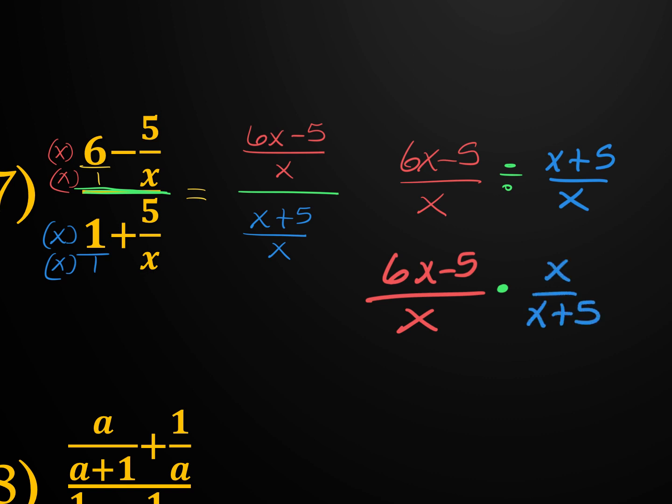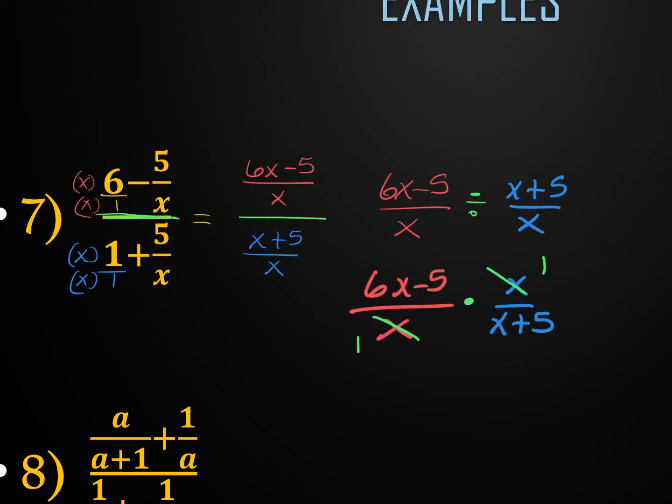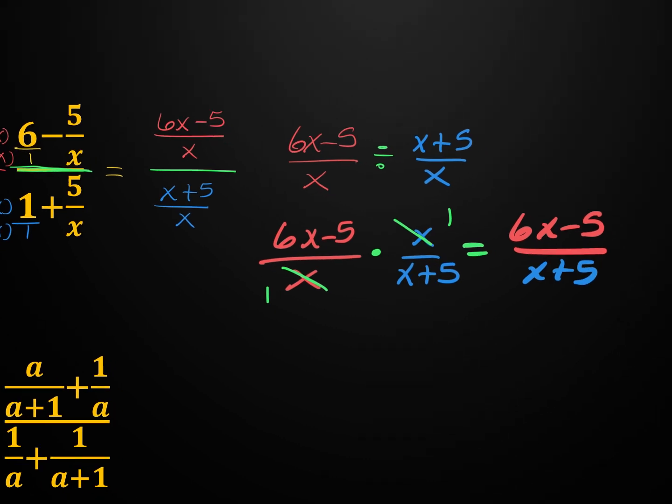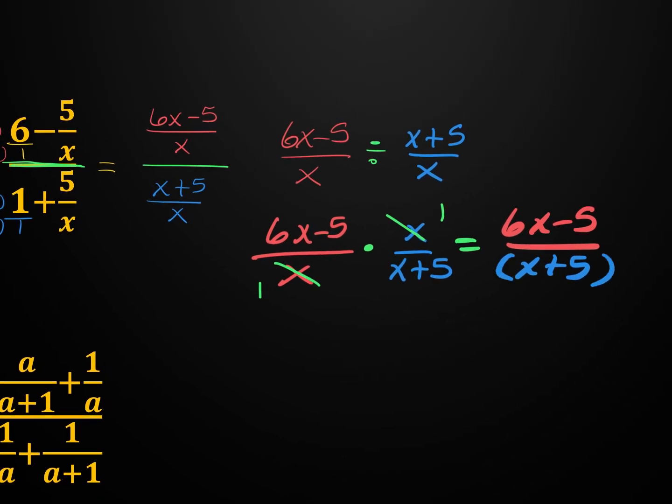Now I look for things to simplify. The only thing that simplifies here are the x's, and now I'll multiply what remains. So I end up with (6x minus 5) over (x plus 5). Again, remember, nothing cancels. Do not be tempted to cancel those 5s. You would need an exact binomial match in order to cancel. So this is your final answer.